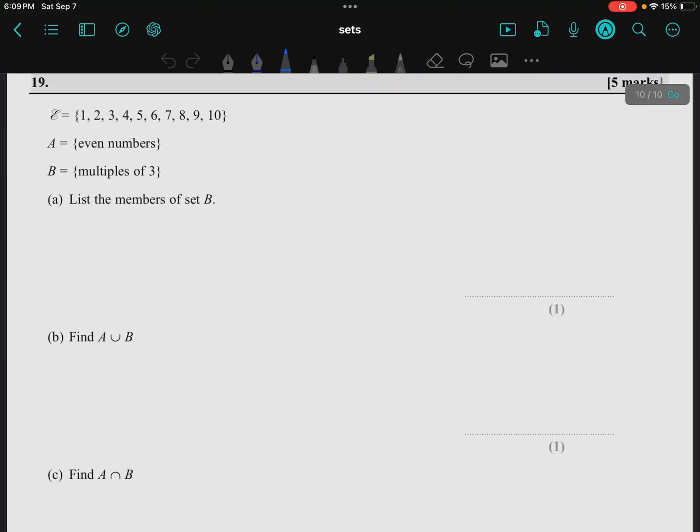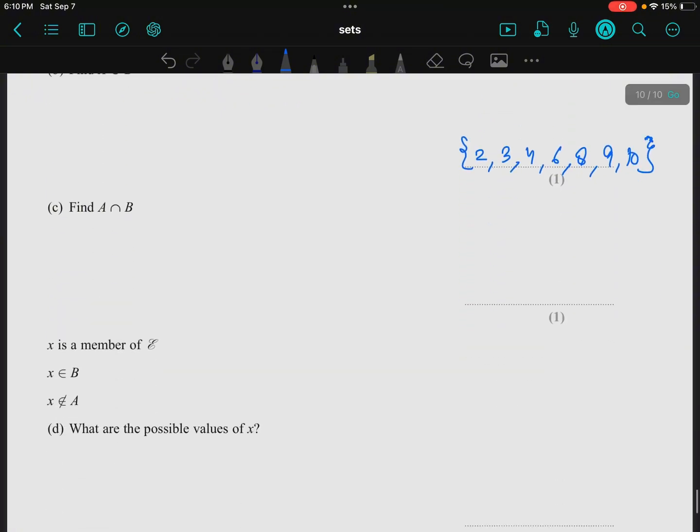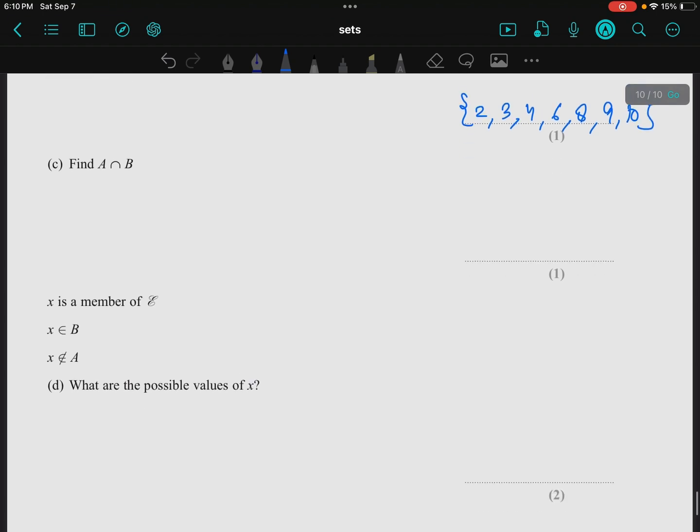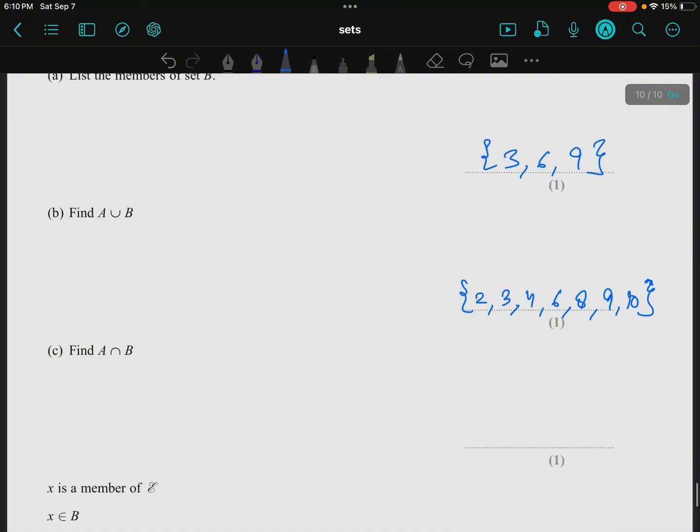Now question number 19. Universal set is given, 1 to 10, and then A is even numbers, so that means 2, 4, 6, 8, 10. Multiples of 3, that means 3, 6, 9 up till 9. And list the members of set B, which is 3, 6, 9. A union B means 2, 3, 4, 6, 8, 9, 10. All the elements of A and B. Then A intersection B, common elements. What are the common elements between A and B? 6 is common.